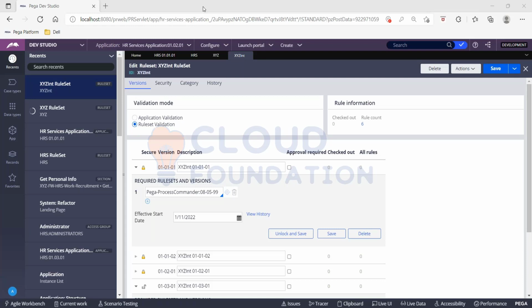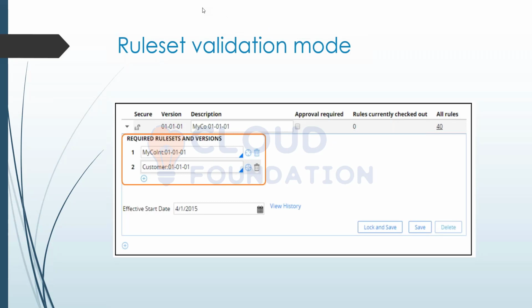And why is that important? It's important because when it is an RV mode, I can only access rules from my prerequisite rule set, not from any other rule set. So it might be in the same application, it might be in a different application, it might be in a built-on application, doesn't matter. If it is listed on the prerequisite rule set, only then I can access it. So that's the thumb rule for RV mode.